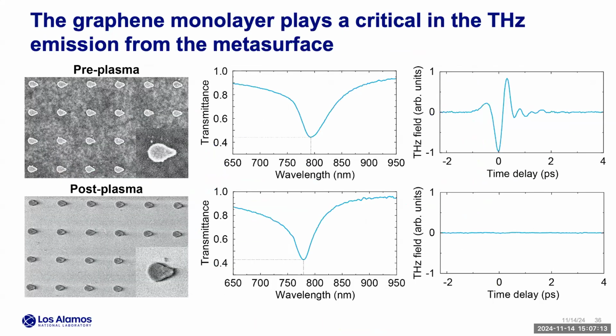Okay, one final thing before we go into a little more complex discussion is that the graphene monolayer, or some kind of conducting layer, is essential in the terahertz emission and in the directional photocurrents. So this is what you get with a graphene layer. And if you plasma etch the graphene layer off, the absorption stays the same. So you're still exciting the plasmonic resonators, but there's no current. So there's no terahertz emission.